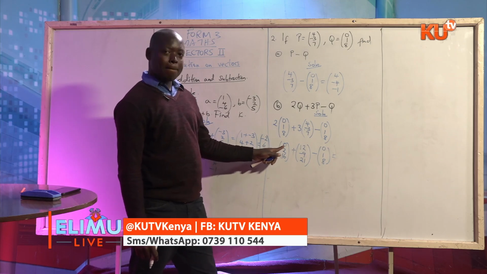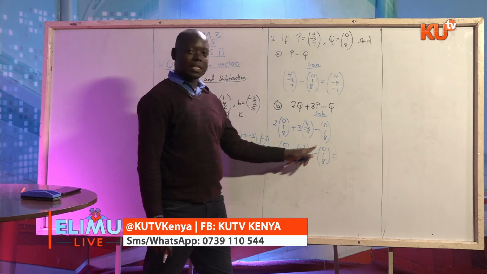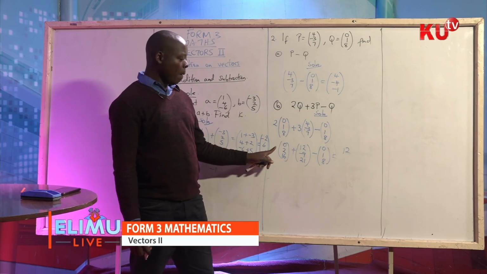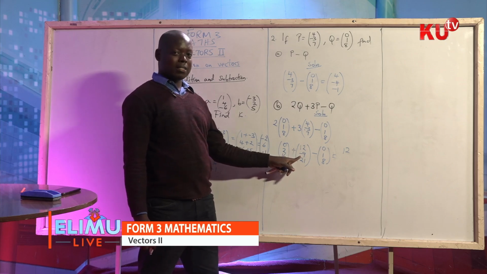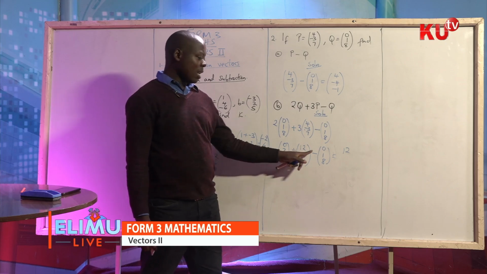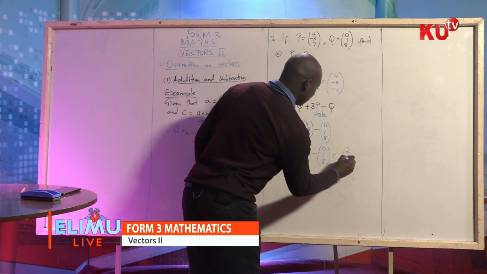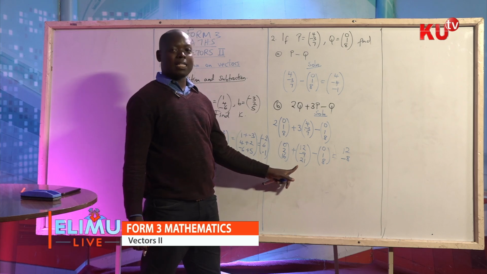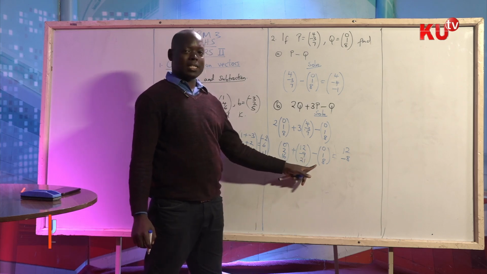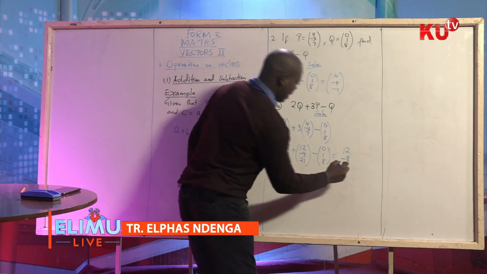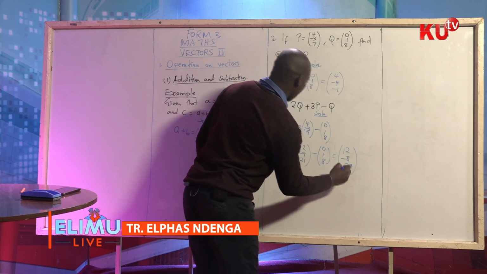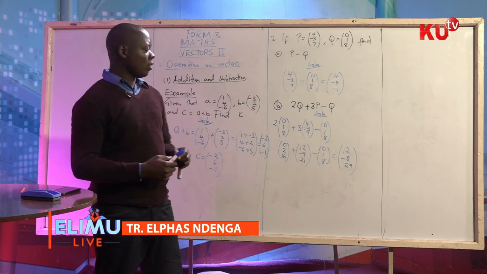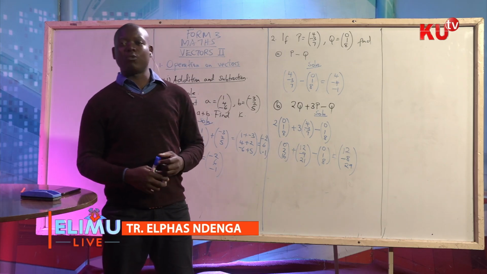Now we have 0 plus 12 minus 0. The result is 12. Again, 2 plus negative 9 is negative 7. Then minus 1 gives us negative 8. 16 plus 21 is 37. Minus 8 is 29. And therefore, our vector 2Q plus 3P minus Q is 12, negative 8, and 29.